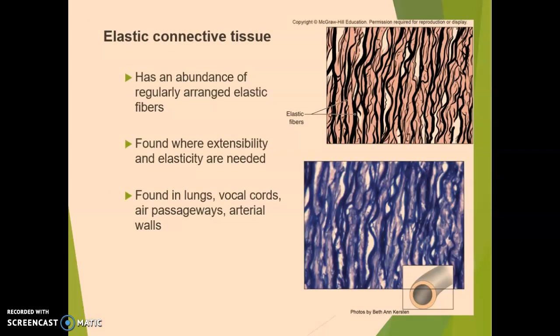The elastic connective tissue has an abundance of regularly arranged elastic fibers. You can see that they are kind of like stretched out curls. They are found in our lungs and our vocal cords, so they can stretch with the pressure of fluid and air.